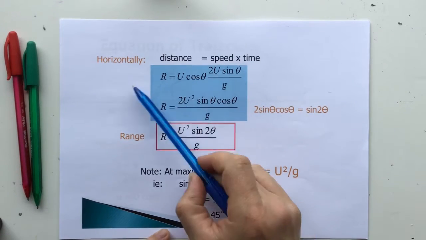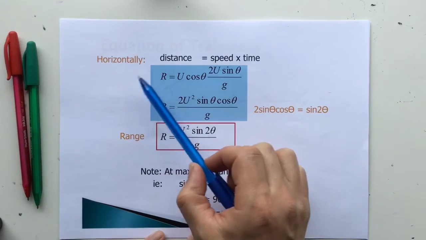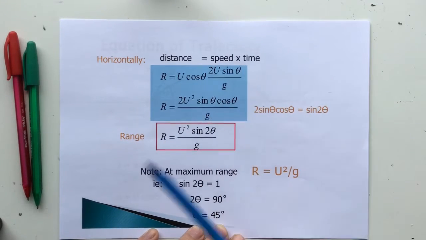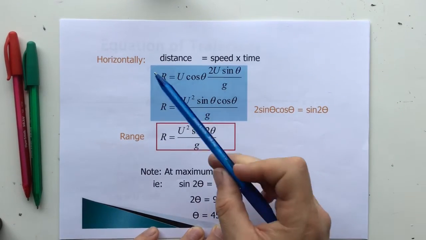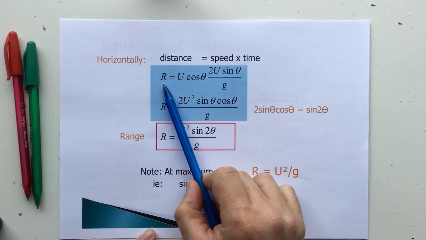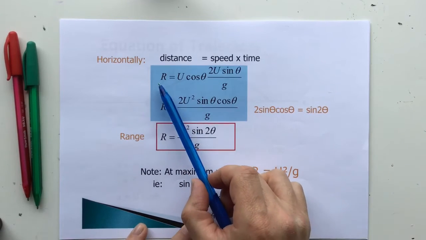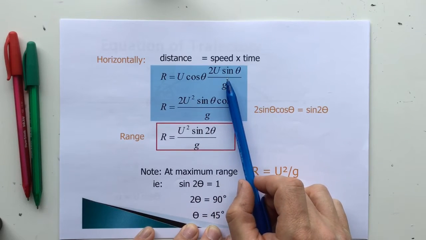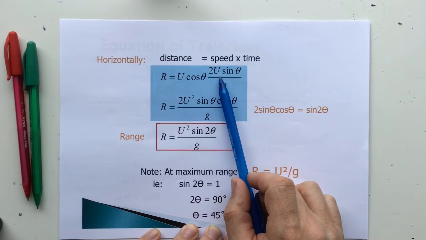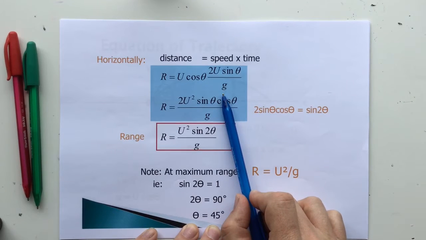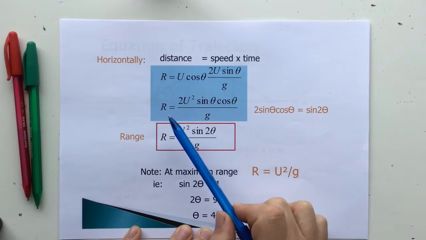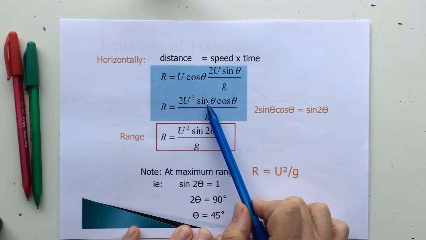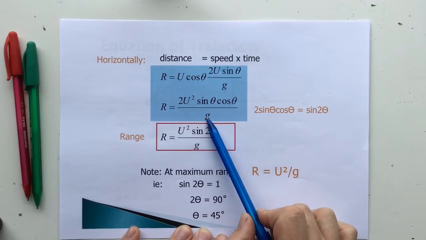Now, we've looked vertically. Looking horizontally, we know that distance is equal to speed times time. And the distance that we're looking for is r, or the range of the flight. And the speed was u cos theta. We've just worked out that time is 2u sine theta divided by g. That's what we worked out in our previous proof, the time of flight. Putting that all together, r is 2u squared sine theta cos theta over g.